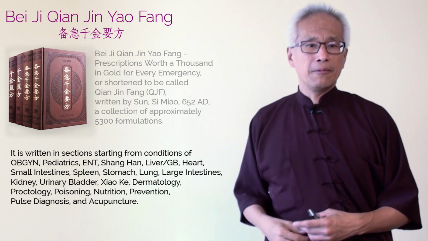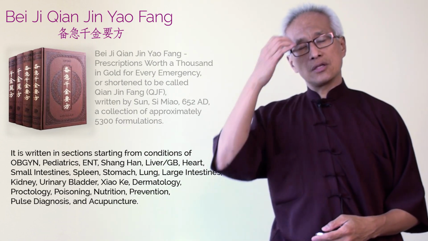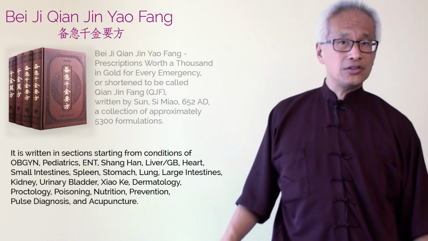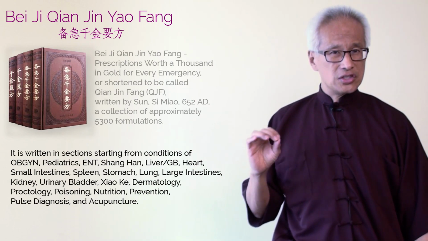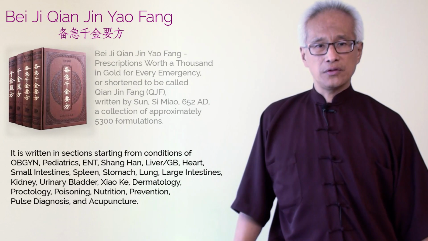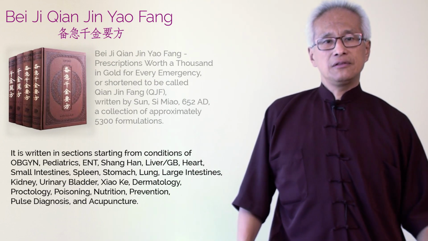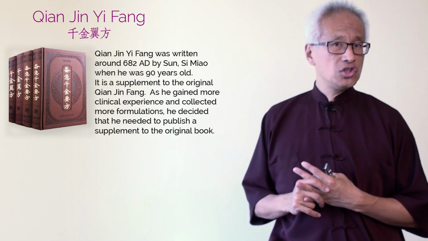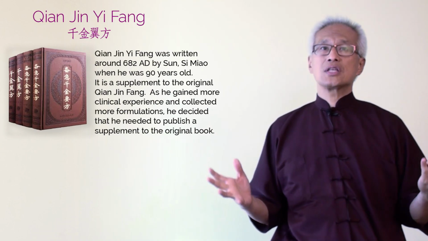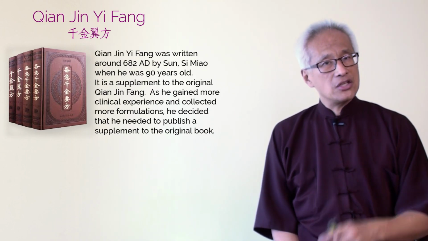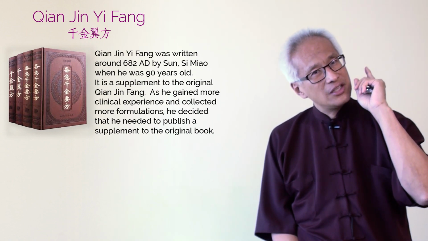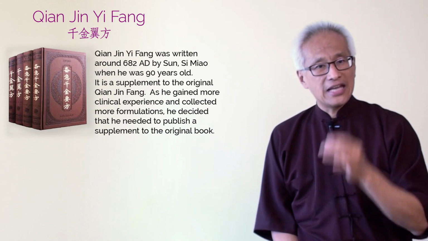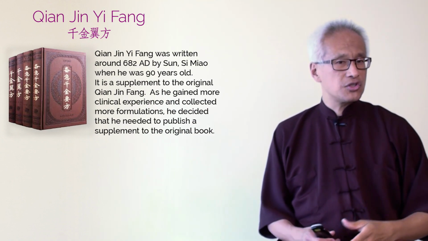Now, it's a big book. It's a pretty nice sized book, and it includes a lot of different therapies, so it's not just limited to herbal therapy. Again, the funny thing is that this book, 备急千金药方, was written around 682 AD by Sun Simiao, at which time he was 90 years old. He wrote this book at 90 years old. Obviously, he probably had some students that helped him.